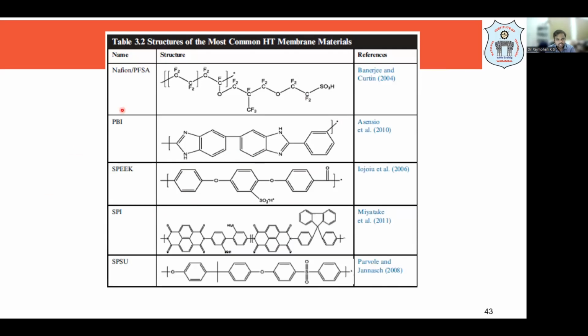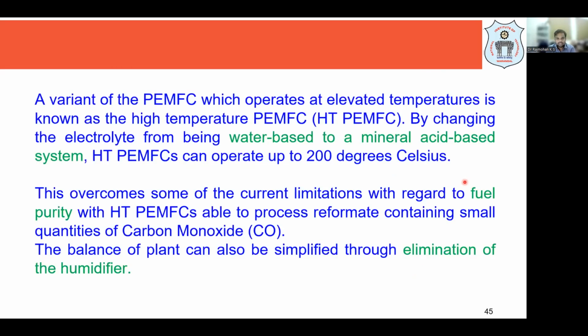So just to know what PBI is, as a homework you can try to write. You should be able to write what is PFSA, what is PBI, what is PEEK, what is SPI, and what is SPO, and you should be able to draw the structure. Draw the structure of PBI. You should be able to draw the PEEK structure. So all these things you can practice well. Okay, it's important from an exam point of view also. So that's what I wanted to conclude.